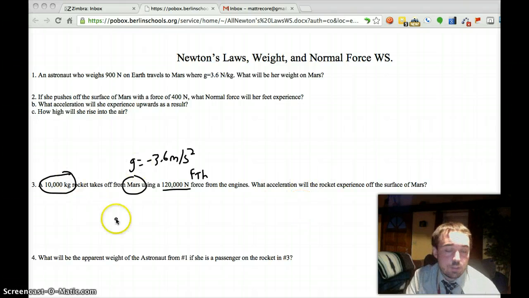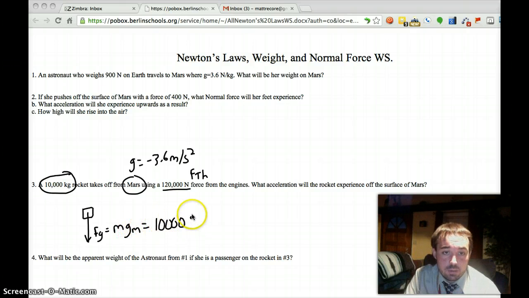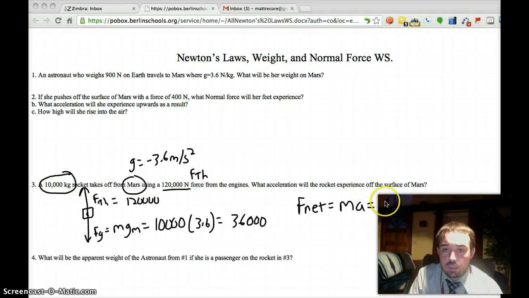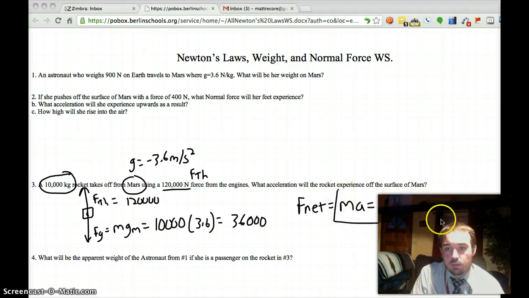What acceleration? So we have our free body diagram. The rocket has weight. Has to overcome that weight. The weight is going to be the rocket's mass times the acceleration on Mars. So 10,000 times 3.6. So 36,000. With a thrust of 120,000. So our net force, mass times acceleration, equals force thrust plus force of gravity.